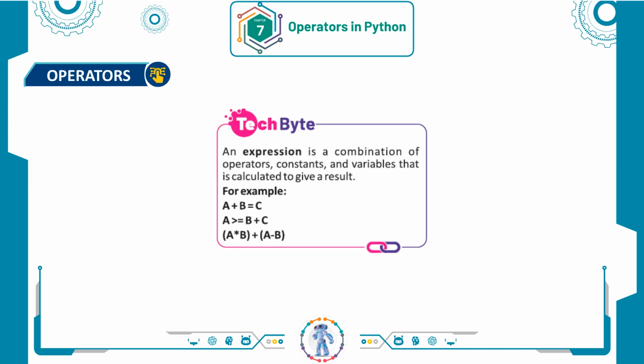Tech byte. An expression is a combination of operators, constants, and variables that is calculated to give a result. For example, A + B = sin C, A = B + C, A * B + AB.